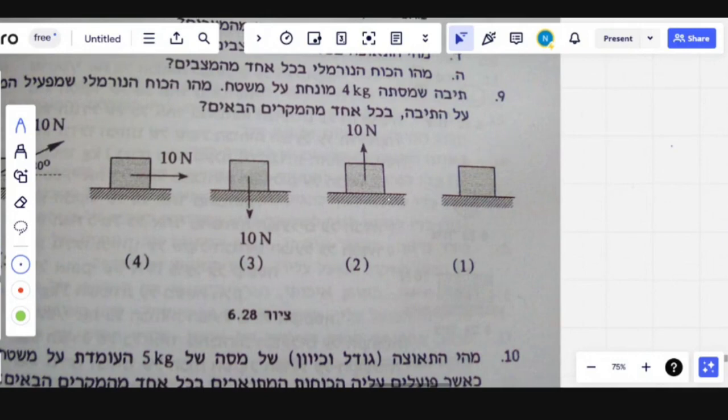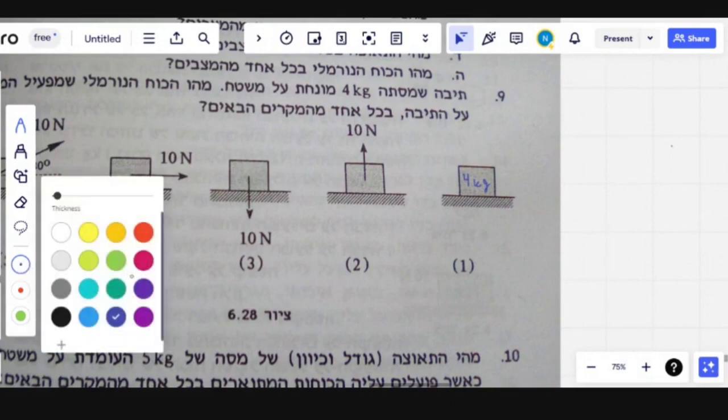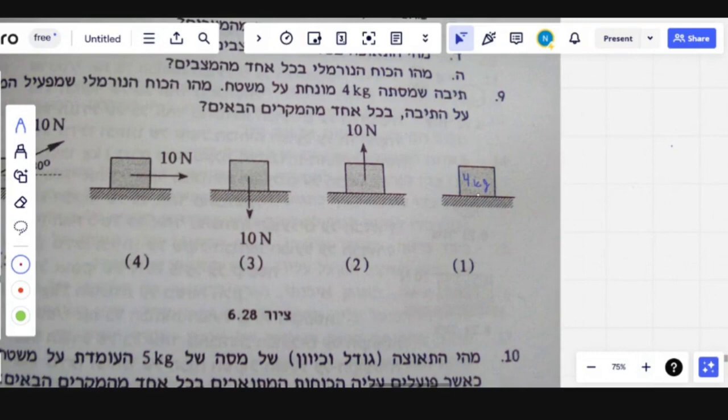Only 4 kilograms. So the mass of the box is 4 kilograms, right? But what are the forces that act on this box? Downwards, first we have a force, the mg, the weight. It's the mass times the constant g, which is 10 meters per second squared.